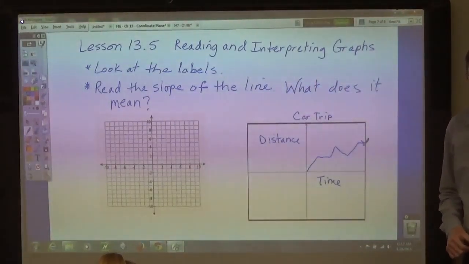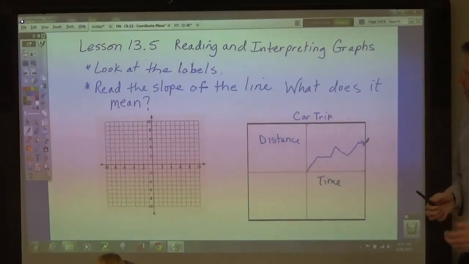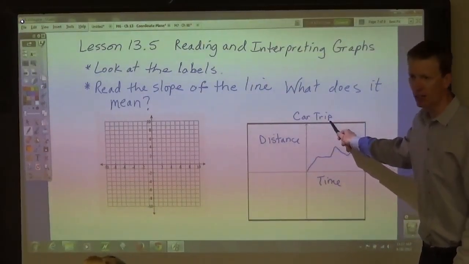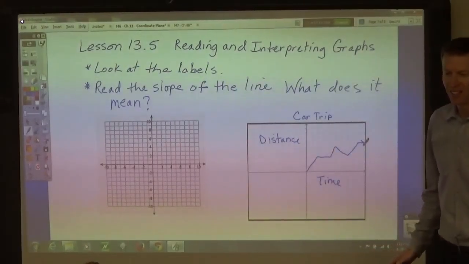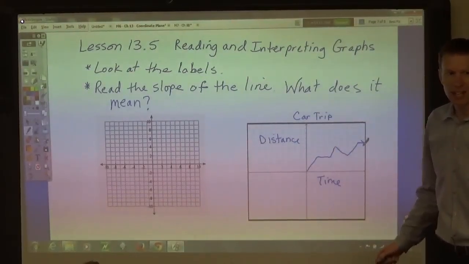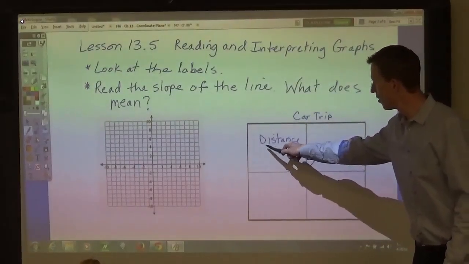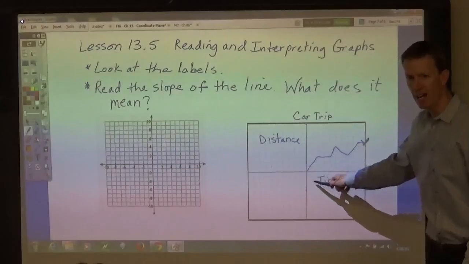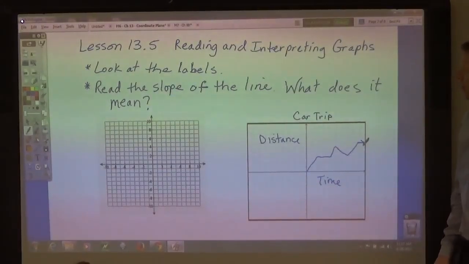Okay? The first thing, whenever you're looking at a graph or a chart, you always want to look at the labels. You always want to look at the title. Copy these. Look at the labels. This is a graph of distance and time. Distance and time. Okay? We also need to look at the slope of the line.